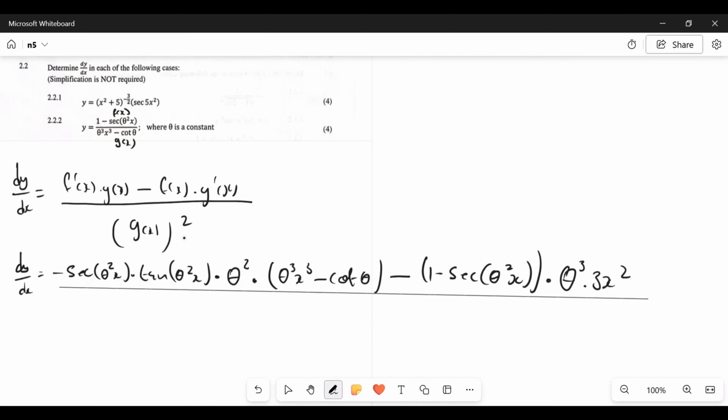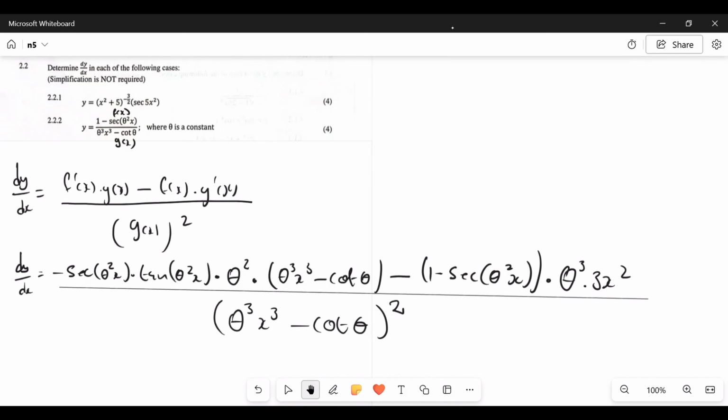So when we divide, we look at our formula. Our formula states that we must have g of x squared. So we're going to write theta cubed multiplied by x cubed minus cot theta. Let's not forget, we have to square it. Here, we have to square it based on the formula. All right, so we are actually done, but we can simplify this one further so that it can look professional.